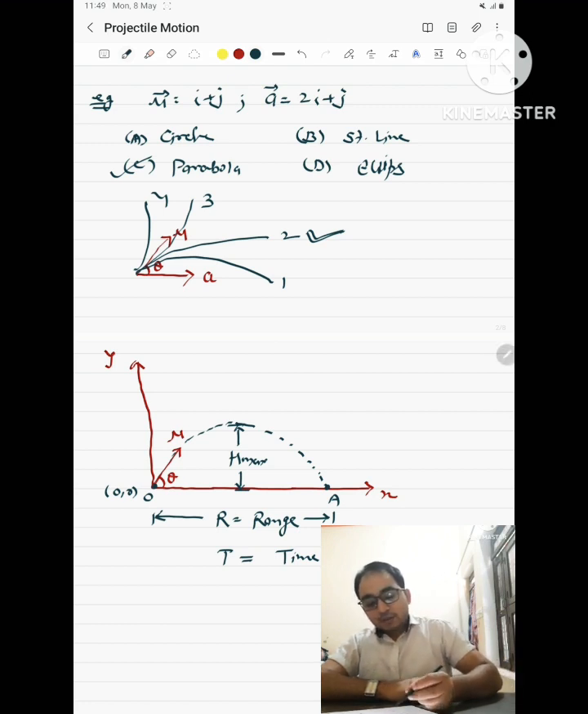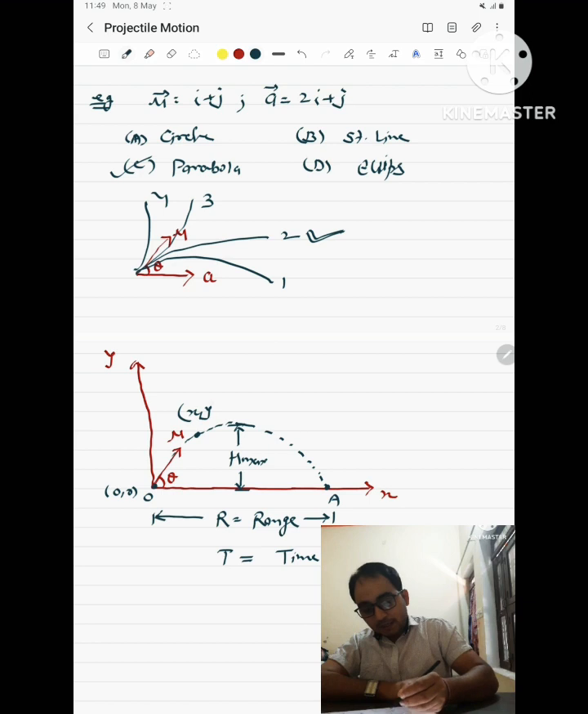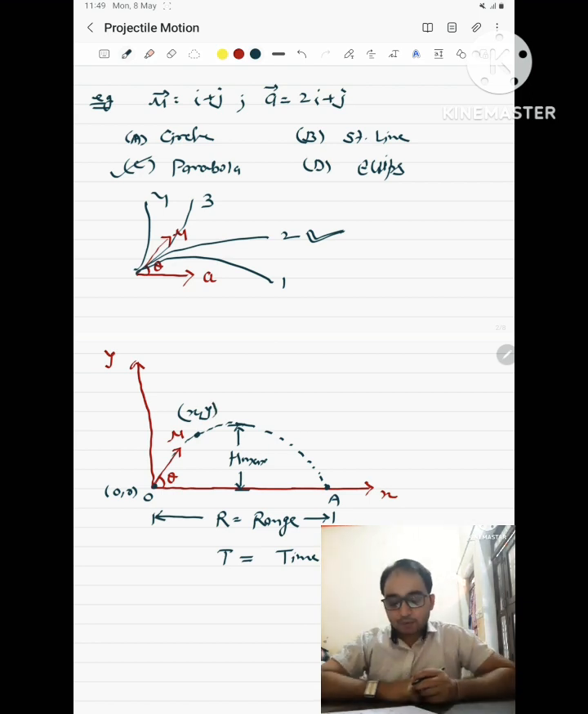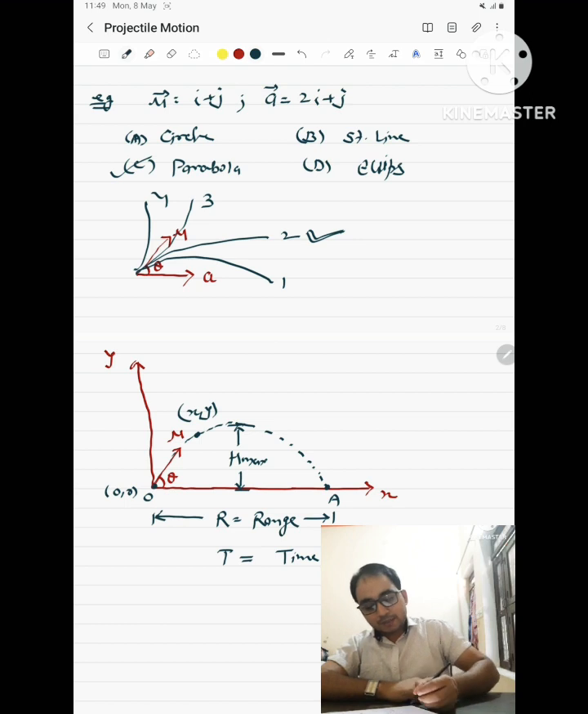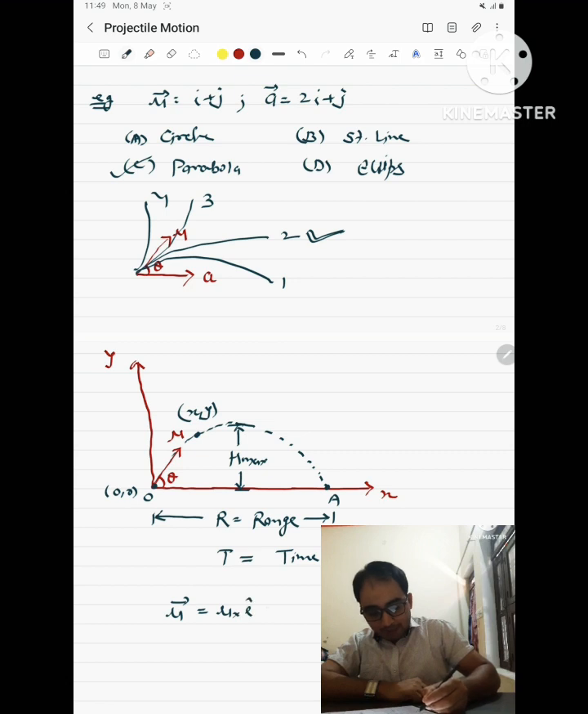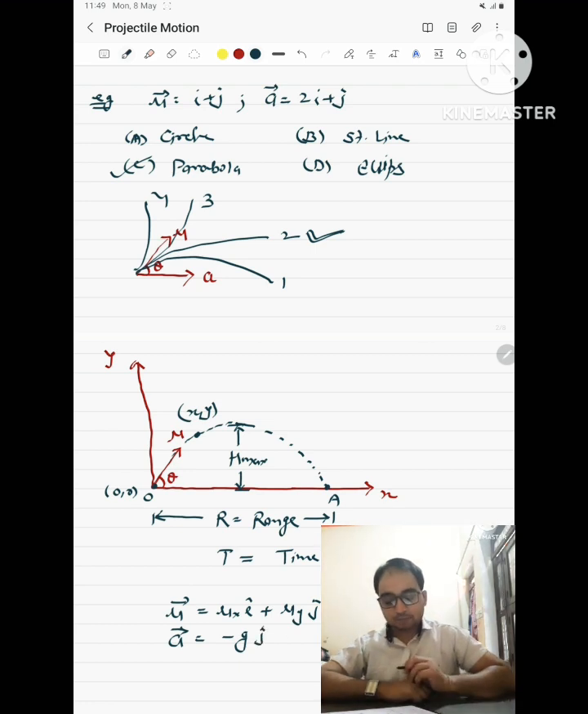So we can resolve this initial velocity along the x-axis and y-axis. Here x, y is the coordinate of the particle at any time t. So we can write u as ux i cap plus uy j cap, and here the acceleration is always due to gravity, and that is minus g j cap.